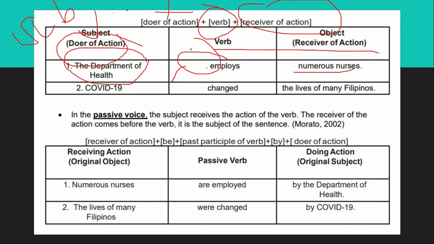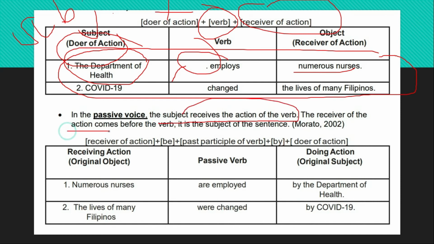So this is the ordinary form of our sentences. So it's the normal form. So this is what we call active voice. The subject is the doer of the action. While on the other hand, when we say passive voice, okay, the subject is the receiver of the action. So, it says here, the subject receives the action of the verb.